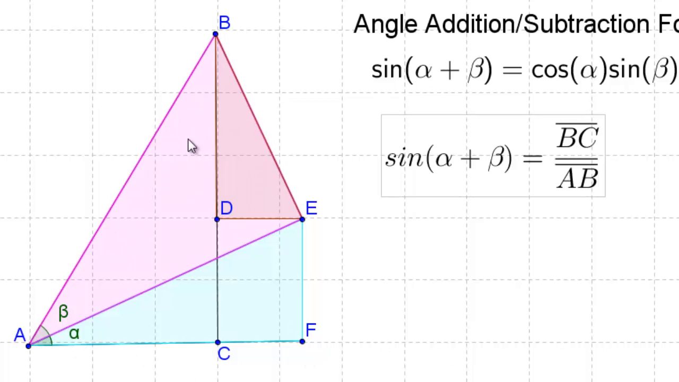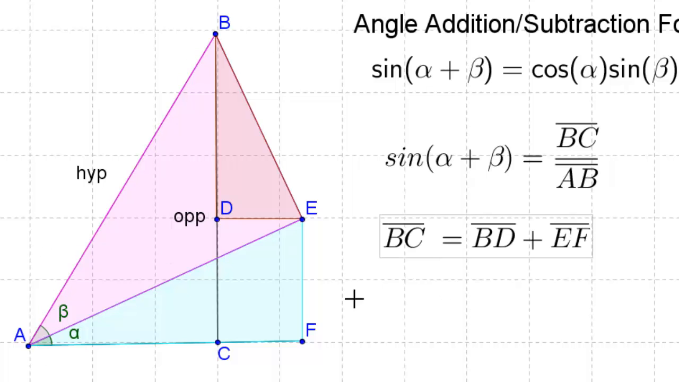And the first thing we notice when we do that is that the sine of the big angle, alpha plus beta, is equal to the opposite, which is BC, over the hypotenuse. BC, this entire side here, forms the opposite. AB forms the hypotenuse. We've got to find some way to relate these into sines and cosines of alpha and beta themselves.